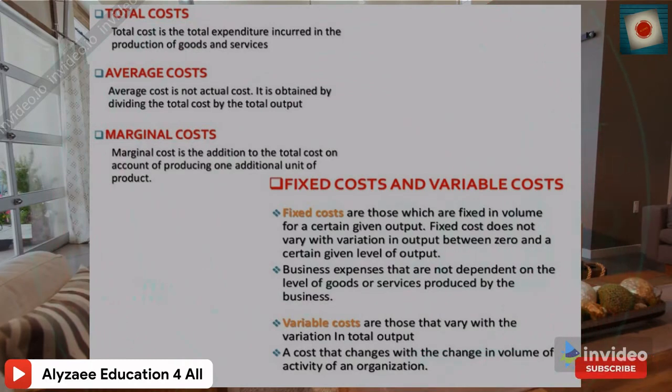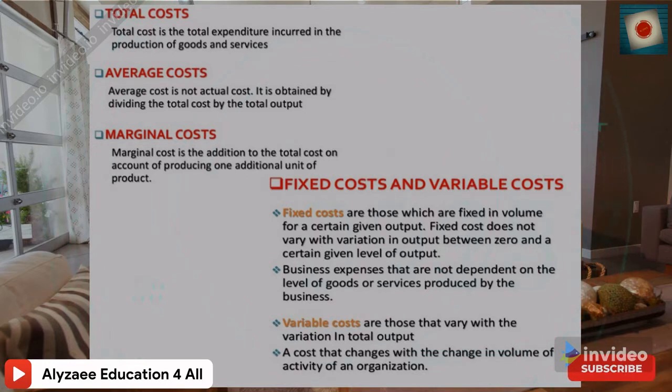Total cost is the total expenditure incurred in the production of goods and services, as it is clear from its title. Average cost is not actual cost. It is obtained by dividing the total cost by the total output. Marginal cost is the addition to the total cost on account of producing one additional unit of product.